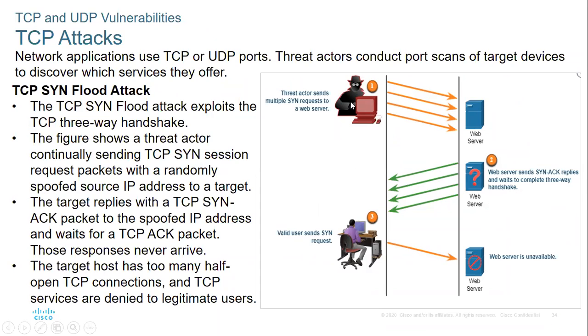Then the threat actors are using the three-way handshake against the systems. So we have an attack called the TCP SYN flood attack. This is a situation where hackers are going to send SYN messages to the server. Even if the server sends the SYN-ACK, the hacker won't be replying. That will leave the server in suspense, waiting for the ACK, but it won't come. This is what we call the TCP SYN flood attack.